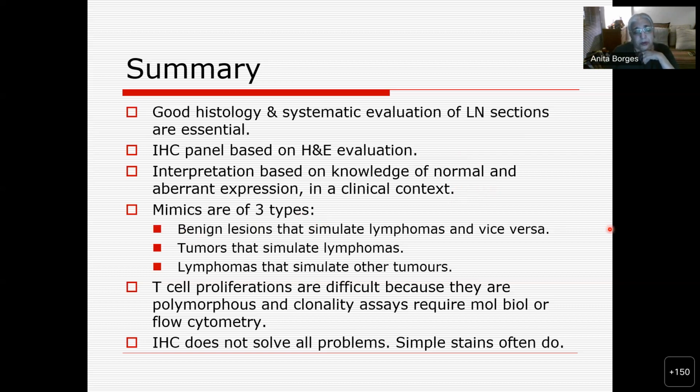I only talked about benign lesions that simulate lymphomas and vice versa. And I will tell you that T cell proliferations are difficult because they are polymorphous. You can't do clonality assays on immunohistochemistry. Certainly, you can do it on flow cytometry, or you can do molecular biology. And let me tell you that immunohistochemistry does not solve all your problems. It might actually contribute to your problems. And simple stains, like we did in the fight for ARCO, they solve your problems.